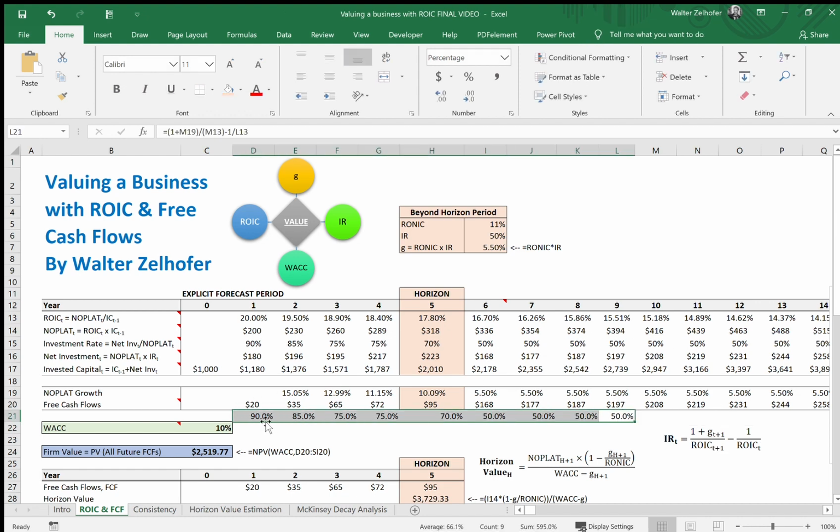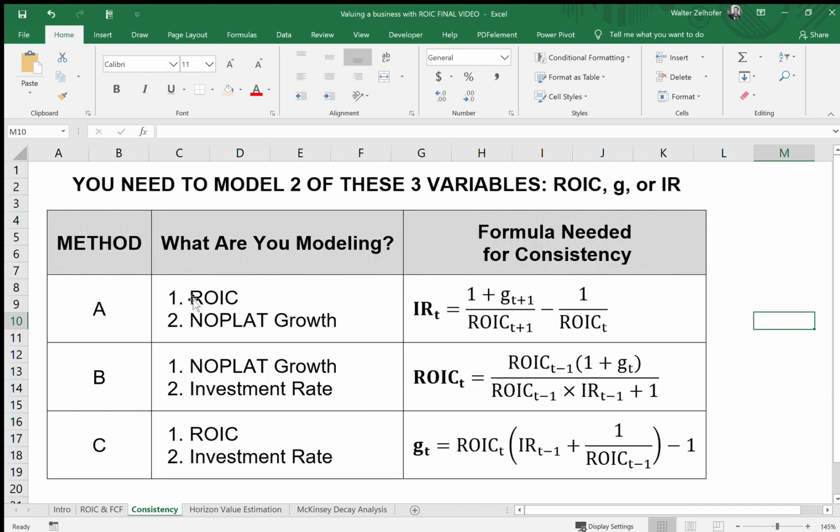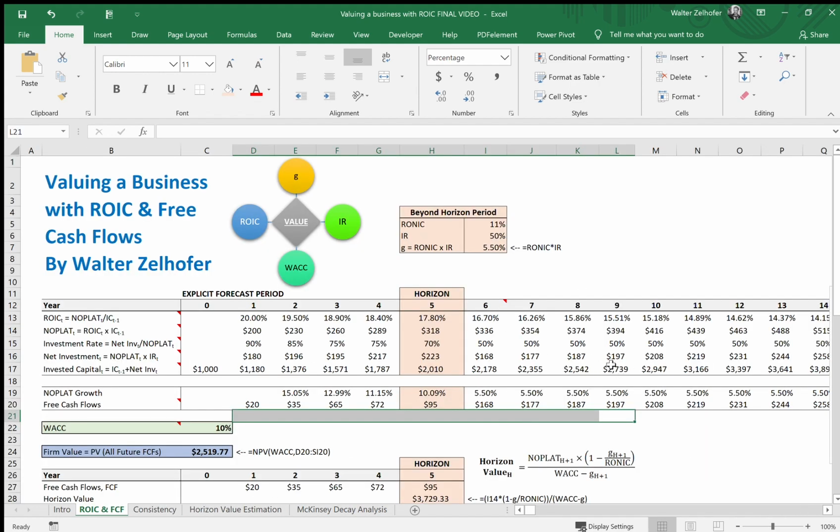So if you have modeled the return on invested capital and the growth rate in your net operating profits, you could use this formula to figure out the investment rate that is necessary to keep your model consistent. Now let's go to method B, which shows, if you're modeling the growth rate in your operating income over time and the investment rate over time, how the return on invested capital is behaving. And that's this formula over here, which I'm going to copy into our little model.